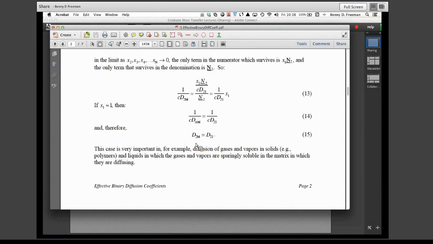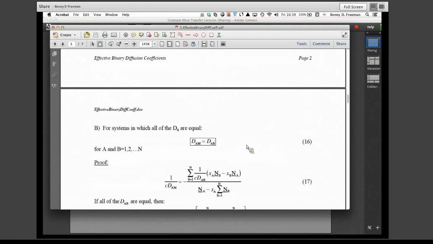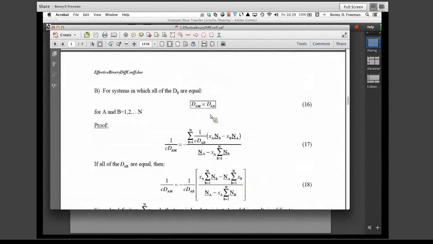So you can use binary diffusion coefficients to track or monitor the diffusion of each of the species of interest independently of one another. And if you have a situation where all of the diffusion coefficients are equal, then you can show that the diffusion coefficient of A in the mixture is equal to the diffusion coefficient of A and B. This is helpful in, for example, gas phase diffusion, where often the diffusion coefficients of many components are of the order of 0.1 square centimeters per second, so they often have very similar diffusion coefficients, and this helps simplify the diffusion coefficients in mixtures.